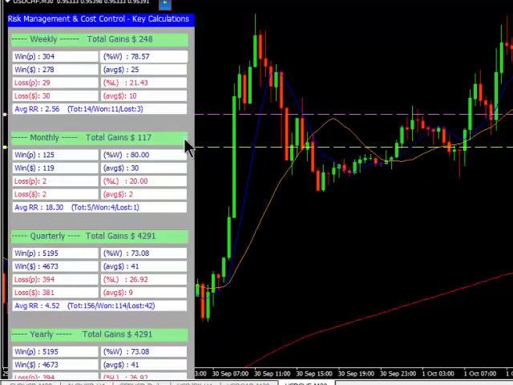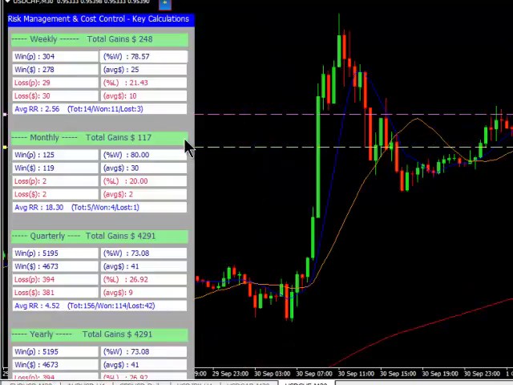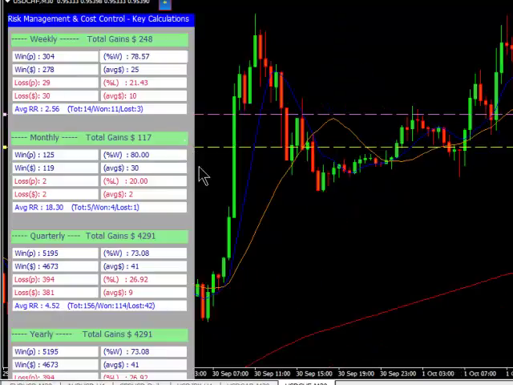We see the monthly gain has been 117, and the reason for the difference today happens to be October 1st. So it's a Wednesday, so it's only calculating today's gains. And as we transition, we see the quarterly gains. So the quarterly gains happen to be 4,291.